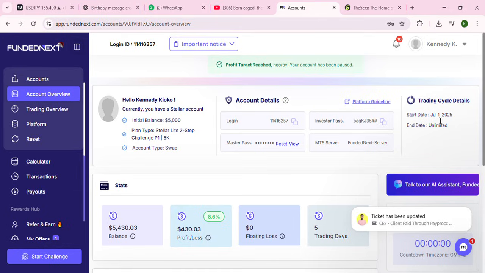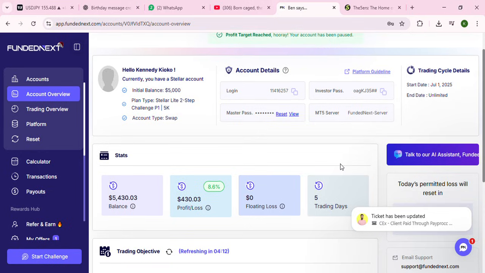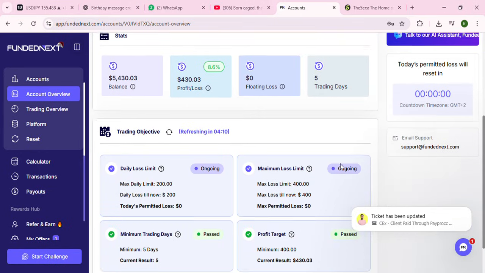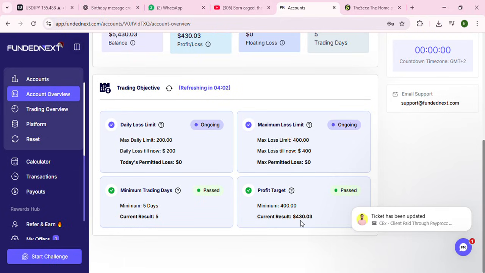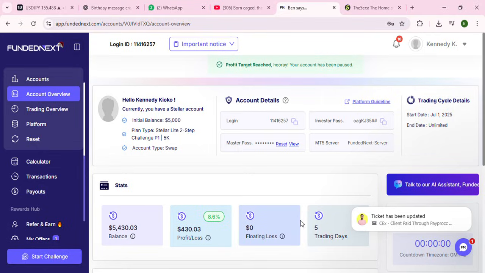So this was it, July 1st. I had an investor password. This one is in my FX book. The account is there, so people said they can see what I did. Now, on this account, I made 8.6%. I took 5 days, made a profit of 430, and passed the account. You can now check on the trading overview.